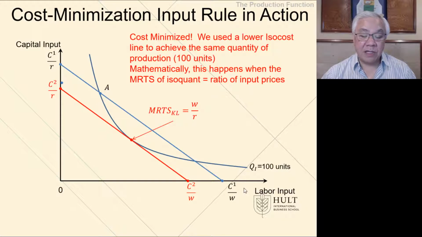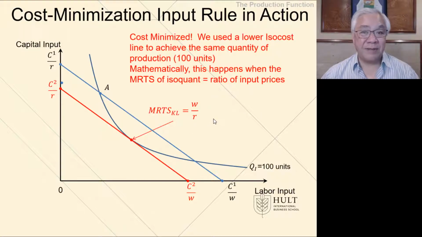So now we're using a lower cost of labor and lower cost of capital in order to get exactly the same number of units. So we can hit 100 units with a lower cost of manufacturing than this isocost. We'll move to this isocost and save money while not jeopardizing our production whatsoever.